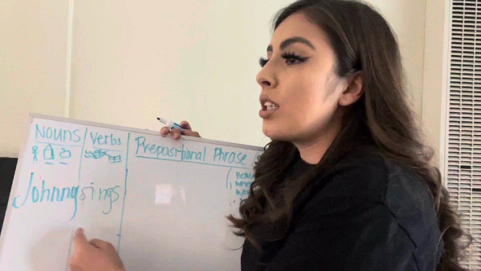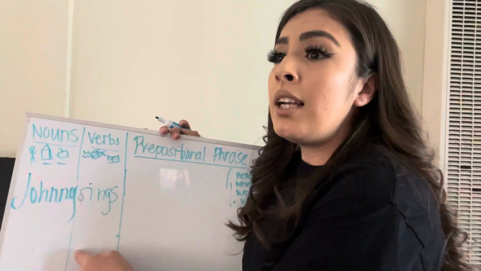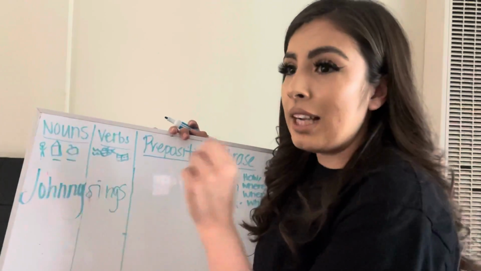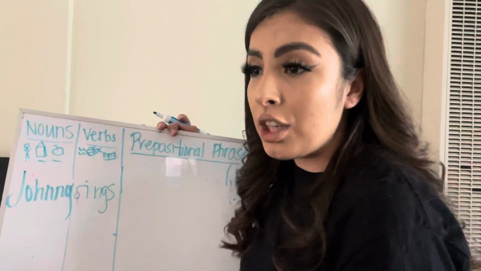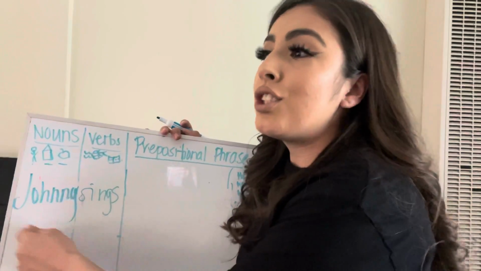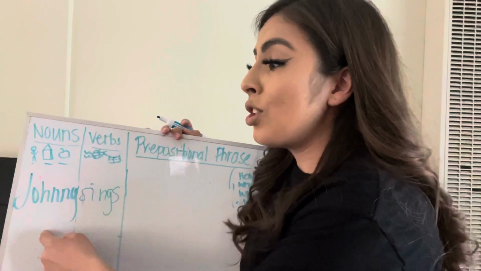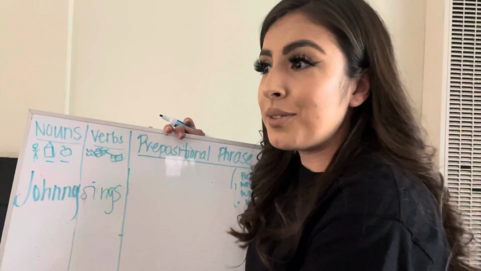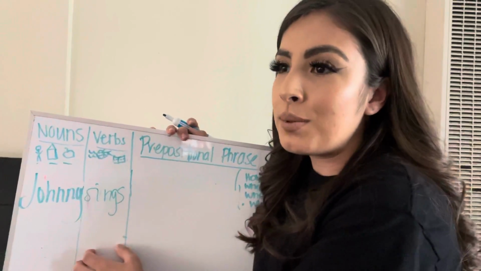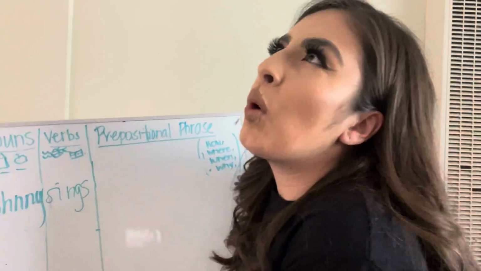Johnny sings, Johnny sings, Johnny sings, Johnny sings. Okay? We're going to all try to practice together. Go. Johnny sings, Johnny sings, Johnny sings, Johnny sings. Okay, good. That way we know that we need to have our nouns and then our verbs describe those nouns, okay? So Johnny sings what?